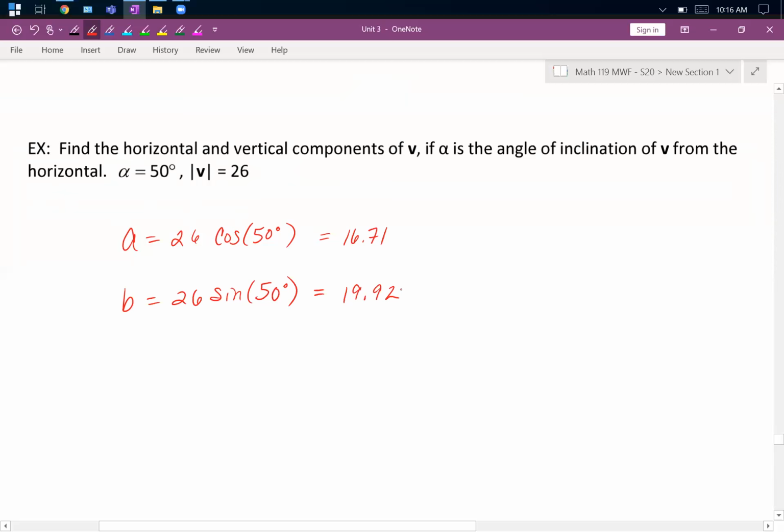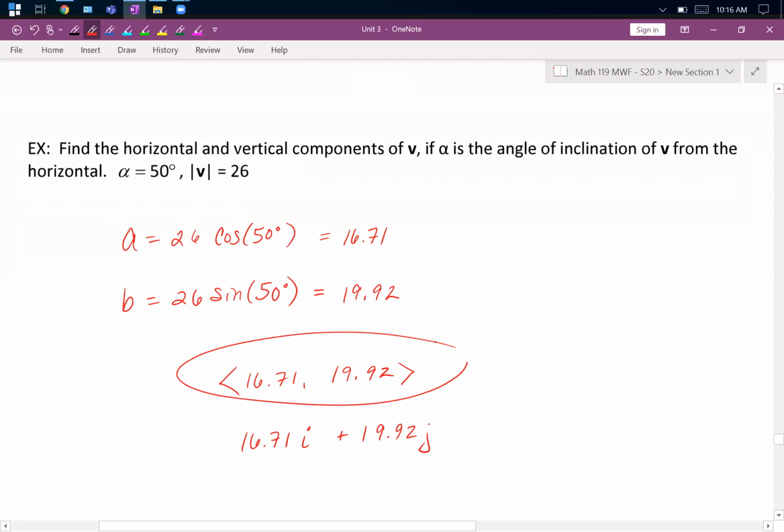19.92. So to write this in vector form, we can either use our angle brackets, which is typically my preference, or we can use our Ai plus Bj notation, and it would look like 16.71 i plus 19.92 j. Questions, anybody?